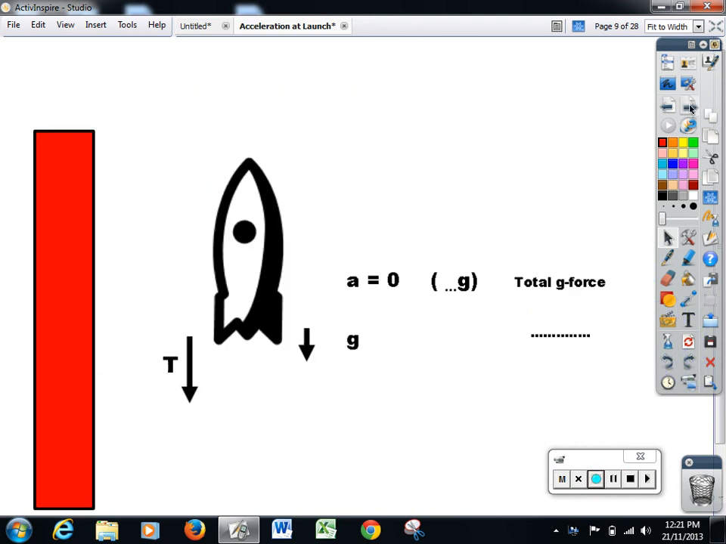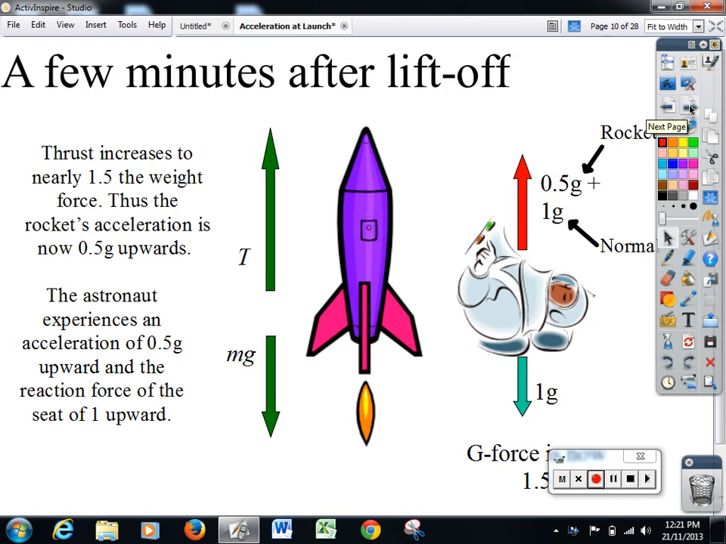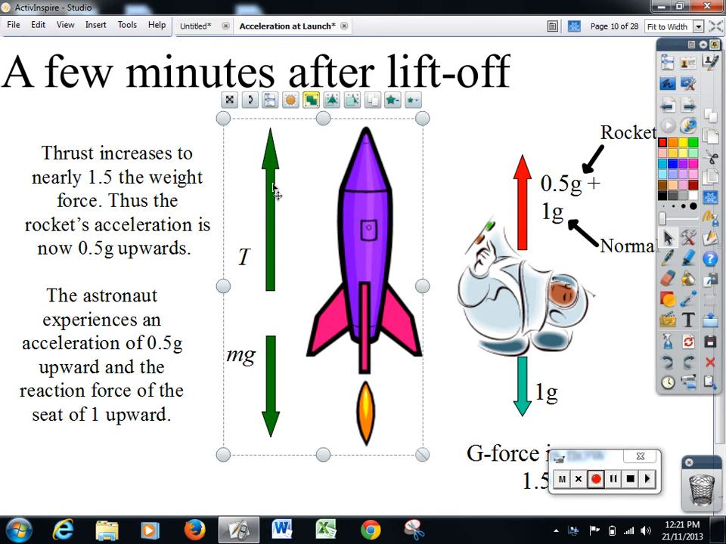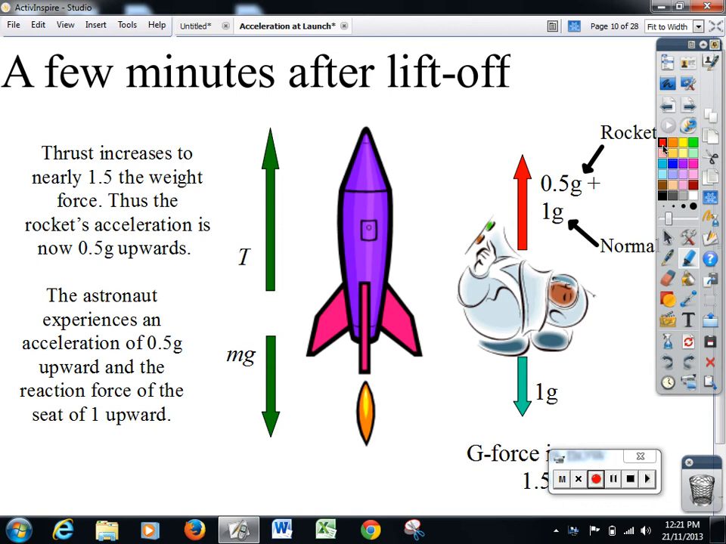I was wondering where this slide was. That's the one I'm looking for, sorry. Right, just a few moments after liftoff. It shouldn't be a few minutes, it should be a few moments after liftoff. And we have a look here, and we see that the thrust vector is larger than the gravity vector. So we are now moving forward.